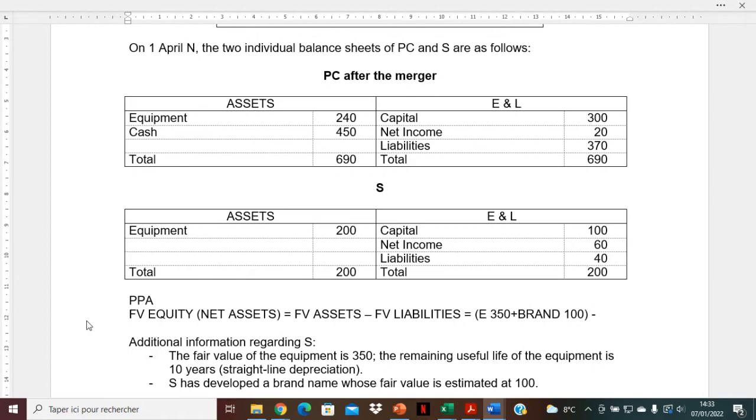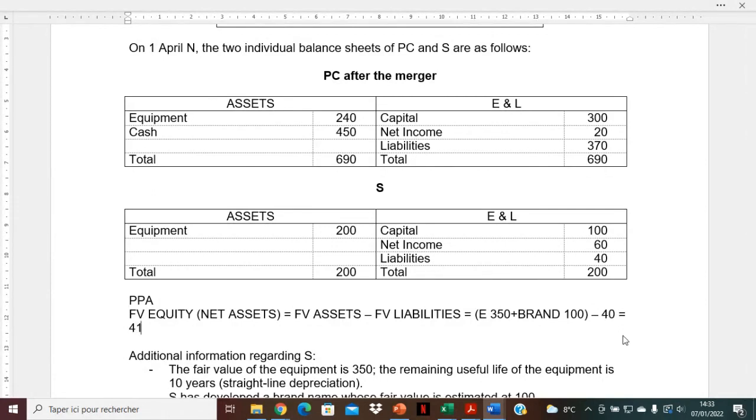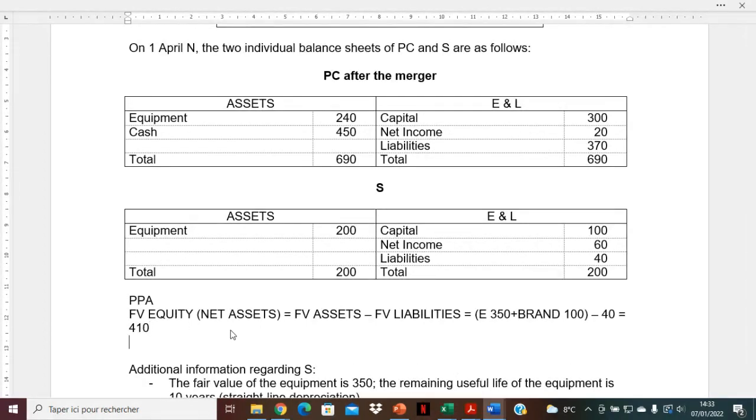And for the fair value of liabilities, here we have no further information. That means we assume that the book value and the fair value of the liabilities are the same. So we have a fair value of liabilities of 40. Therefore, we can say that the fair value of equity is 450 minus 40, which is 410. Okay, so the fair value of equity is 410, the fair value of net assets.